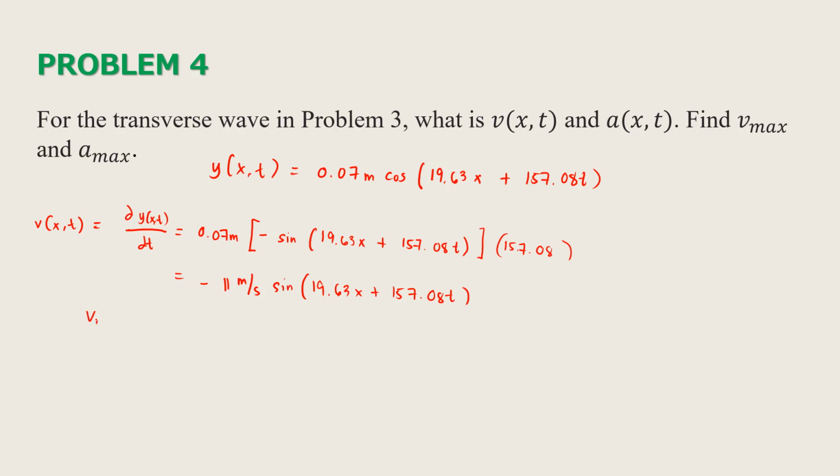And to find Vmax, Vmax is just the maximum velocity. So if we have A as the maximum displacement, then we have Vmax as the maximum velocity. So the maximum velocity is plus minus 11 meters per second. So it can be positive and it can be negative.